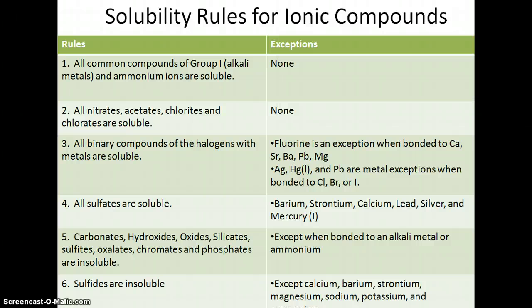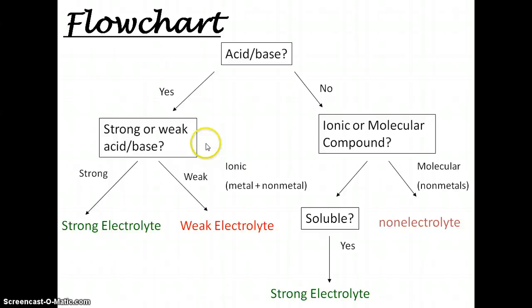Now let's go look at this flow chart and try to make sense of it. It will help you to determine what you need to do with an ionic equation. Basically, when you look at an equation, this flow chart will help you know if something's going to be broken into its component ions or if it stays together. Okay?